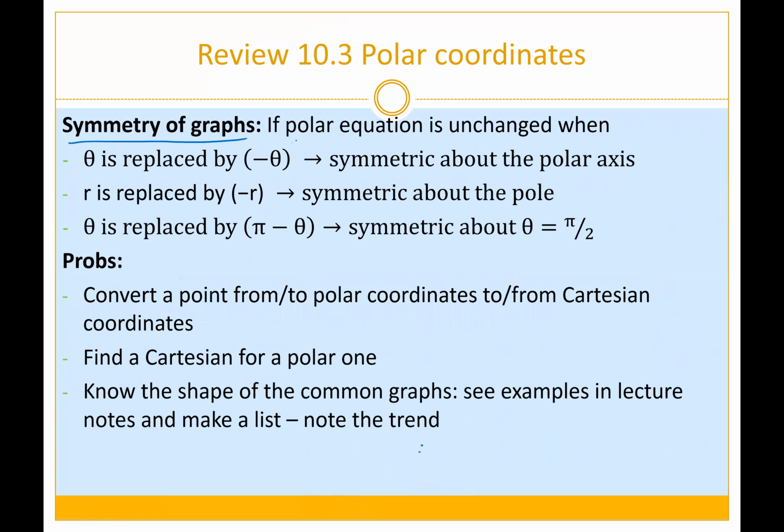If the polar equation is unchanged when you replace theta with negative theta, it's symmetric about the polar axis, which is also the x-axis. If r is replaced by negative r, it's symmetric about the pole, which is the origin. And if it doesn't change when you replace theta with pi minus theta, it's symmetric about theta equals pi over 2, or usually the y-axis.